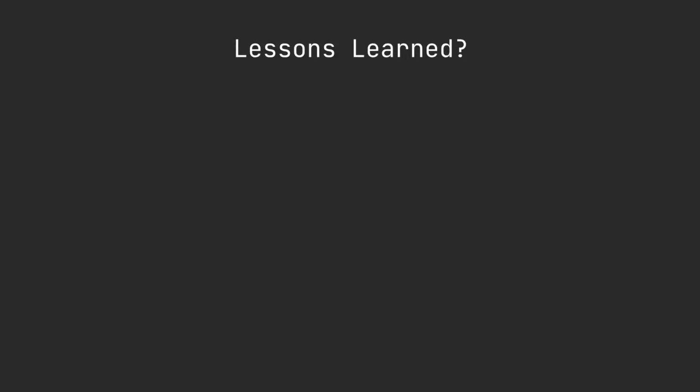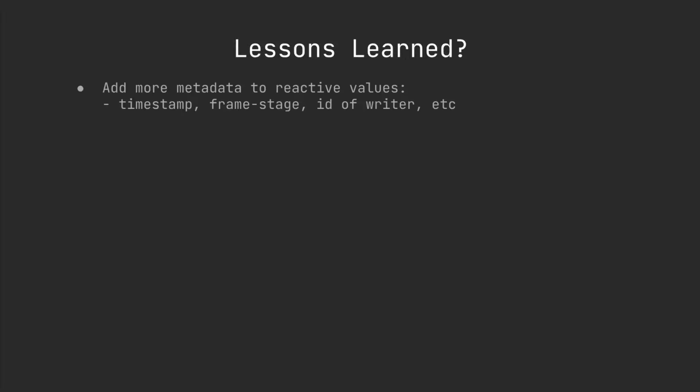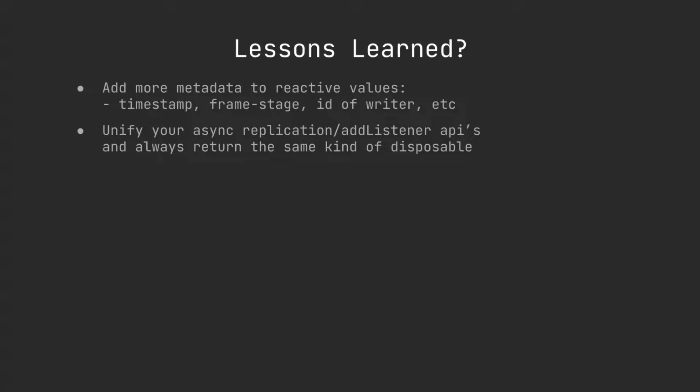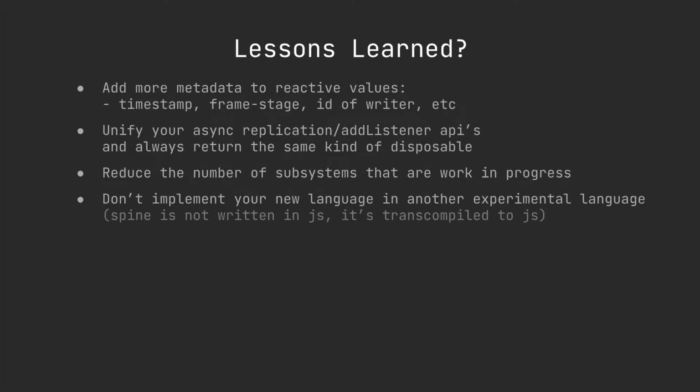What can we learn? Add more metadata to reactive values. Do this early, because it also helps when debugging. Unify your APIs. Having the same kind of disposable simplifies code a lot. Reduce the number of subsystems that are work in progress. It sounds so sensible, but how fun is it? You might as well just say, don't implement your new language in another experimental language.